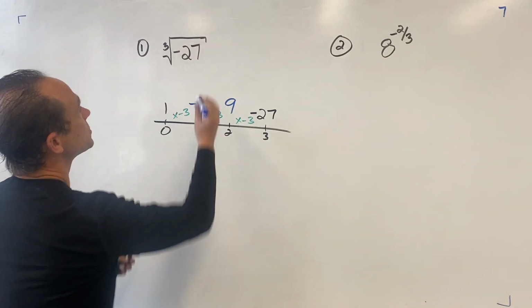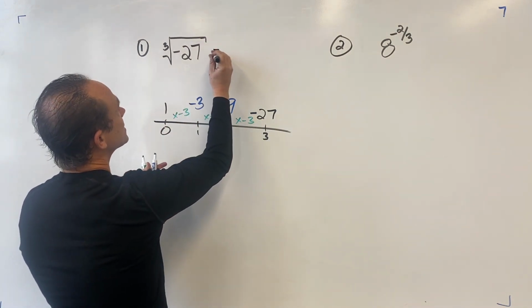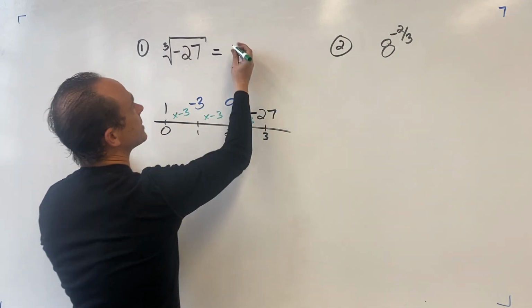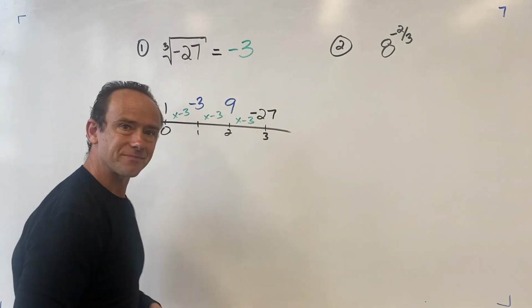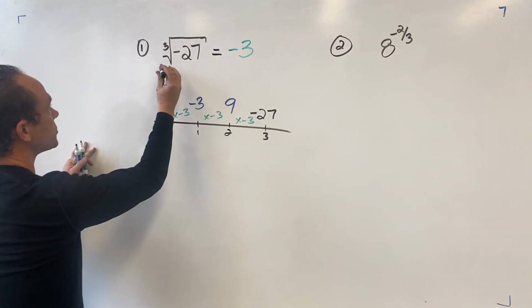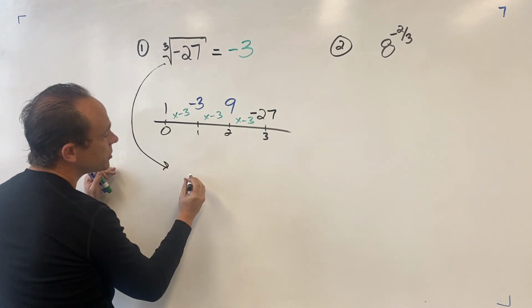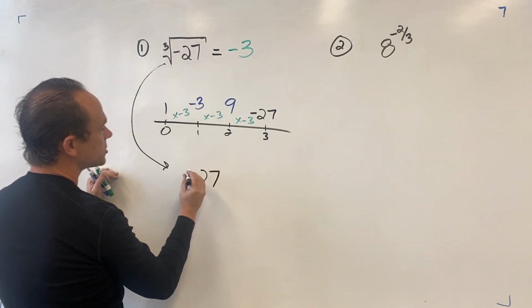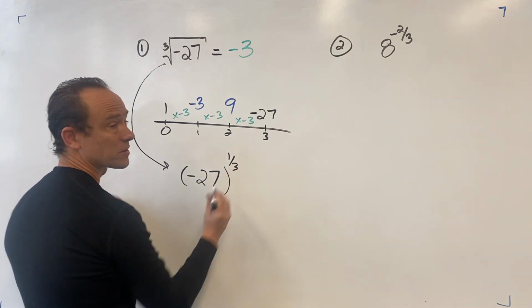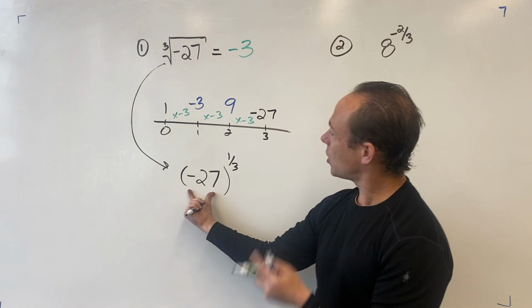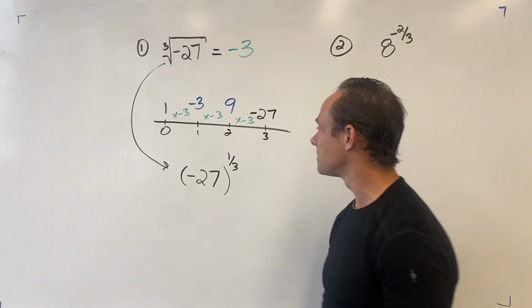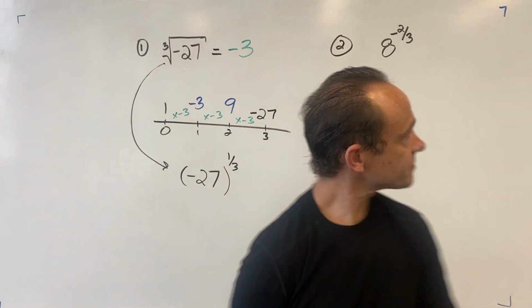So what's that going to equal? It's going to equal negative 3. Wonderful. Let's switch over to here. Let's just rewrite it in the other form. It's negative 27, and I might put that in parentheses raised to the 1/3, because the negative is part of the base. So it should be negative 27 raised to the 1/3.